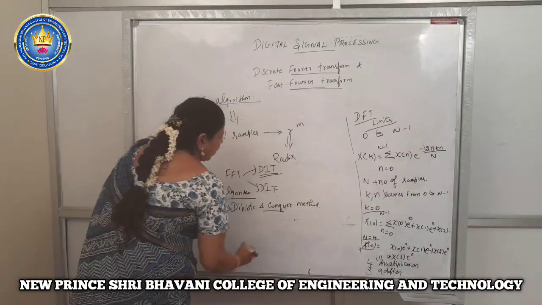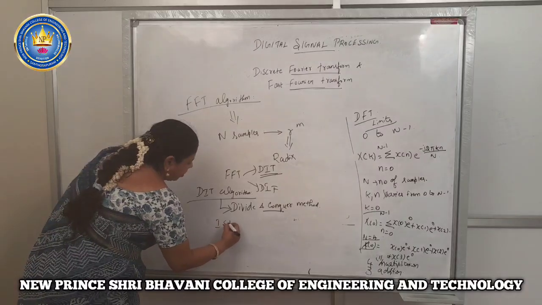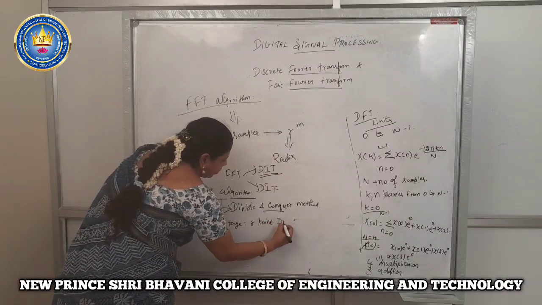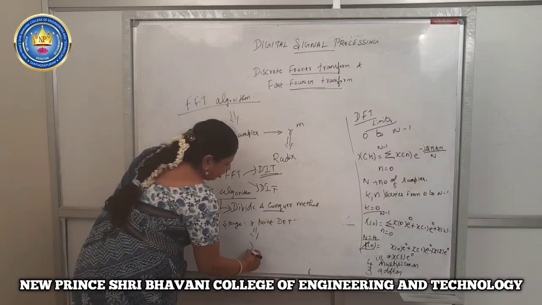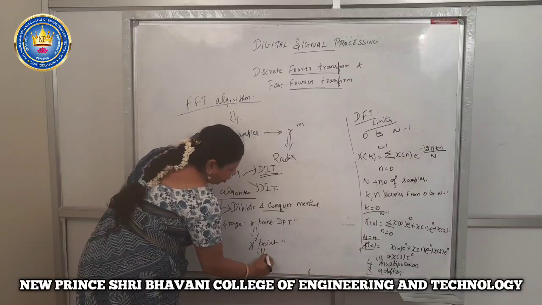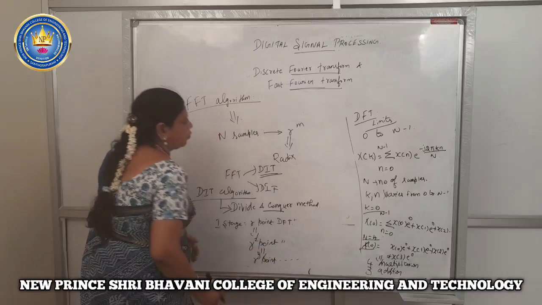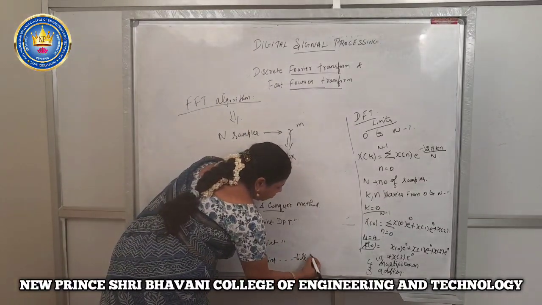First, for the n samples, in the first stage I will compute my r point DFT. Then this will again be carried out as r squared point DFT, then r cube point DFT, like that, till I get r power m.